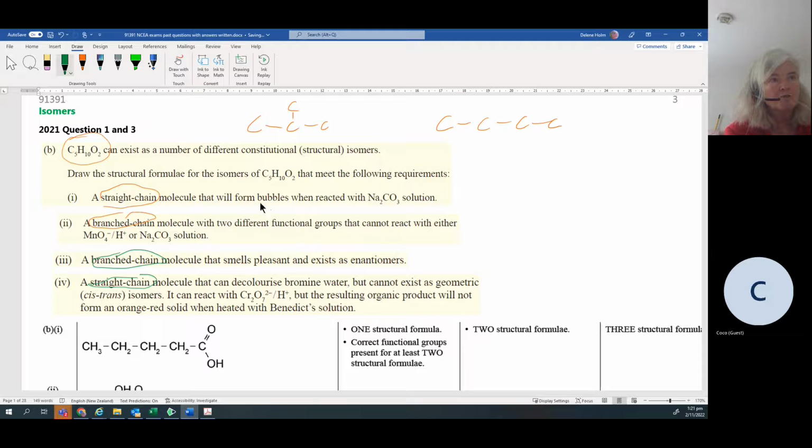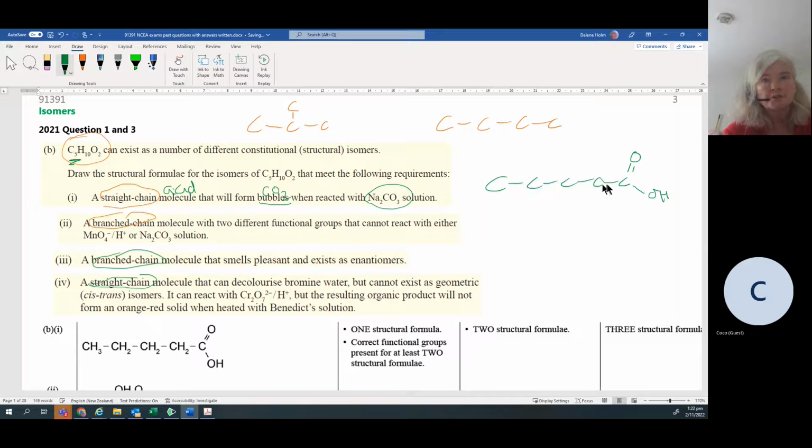So this is going to form bubbles when it's connected with a carbonate. Now, hopefully in level 1 science, you learned acid plus carbonate gives salt plus water plus carbon dioxide. So that's carbon dioxide gas. And so this must be an acid. So the only acid you know about is the carboxylic acid. So here you would just simply draw 5 carbons in a row because you're told it's 5 carbons. You know it's got to be an acid, and an acid is always on the end.